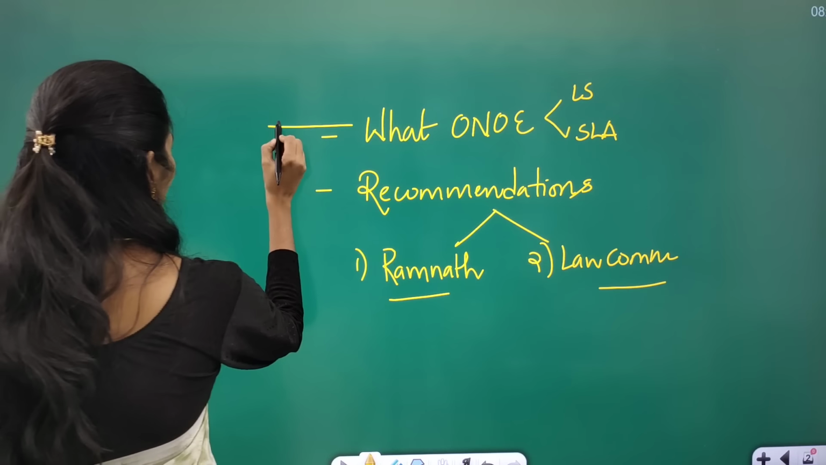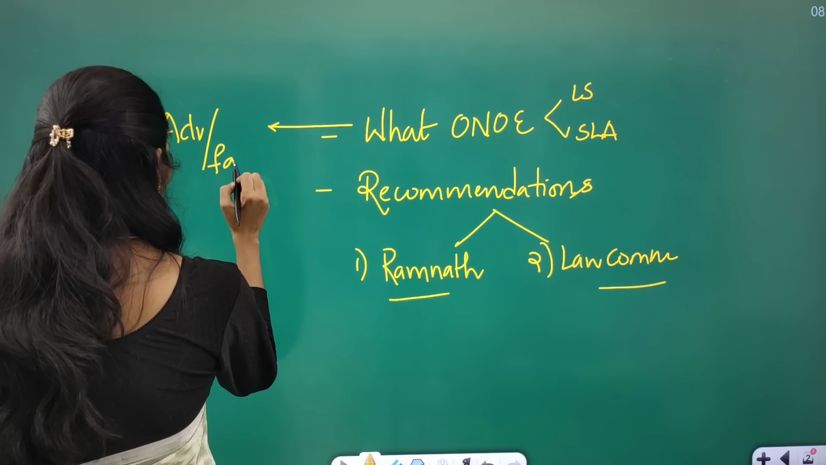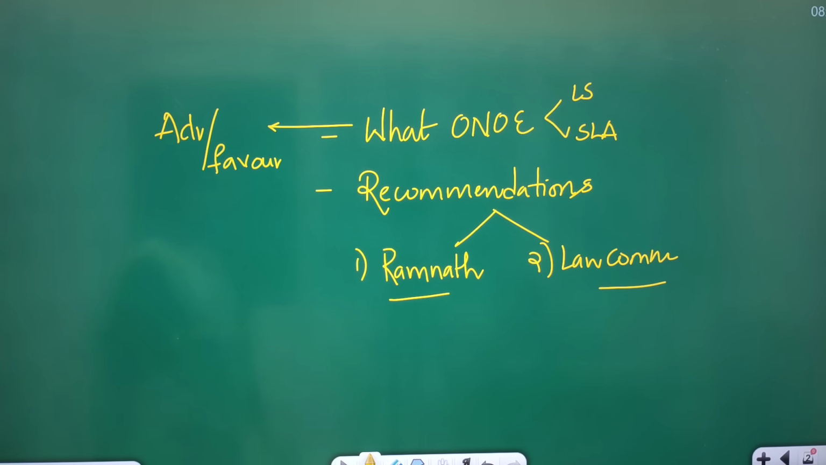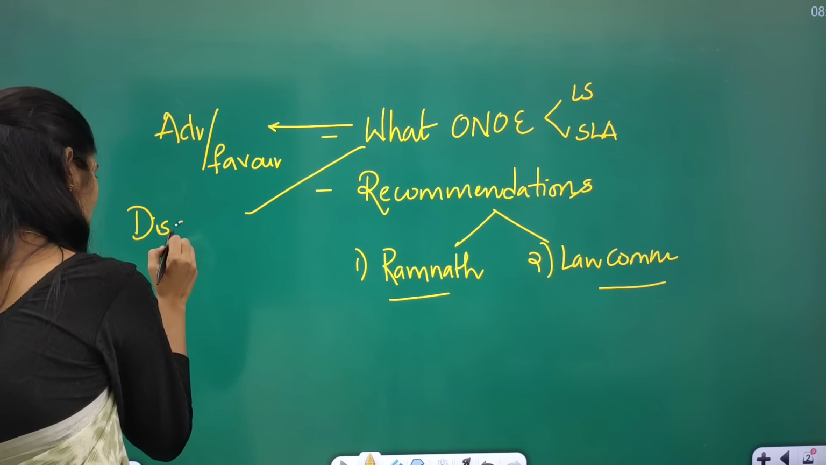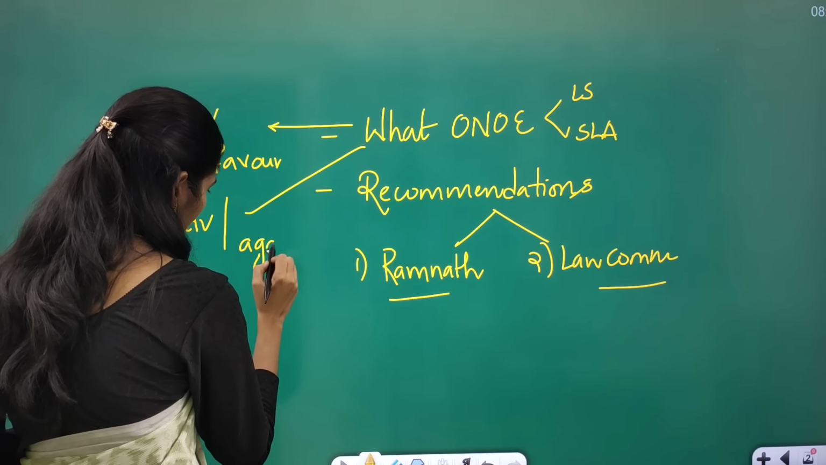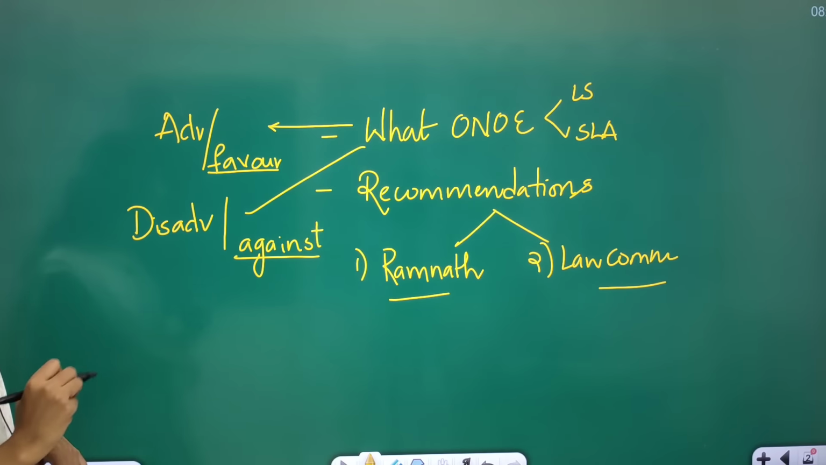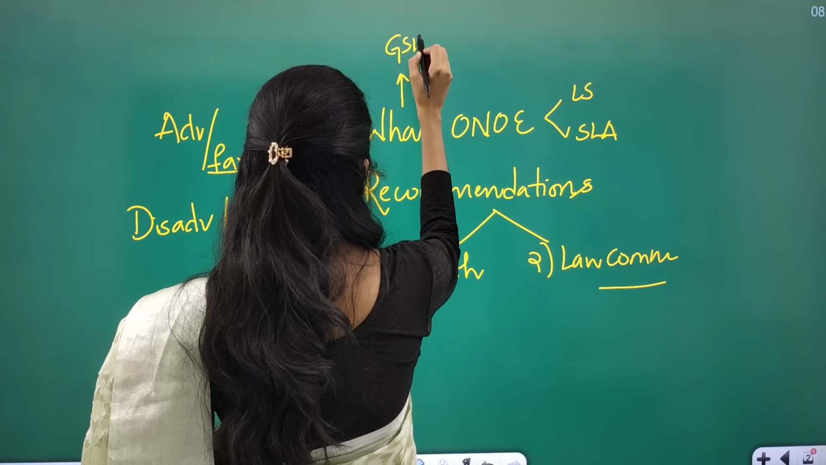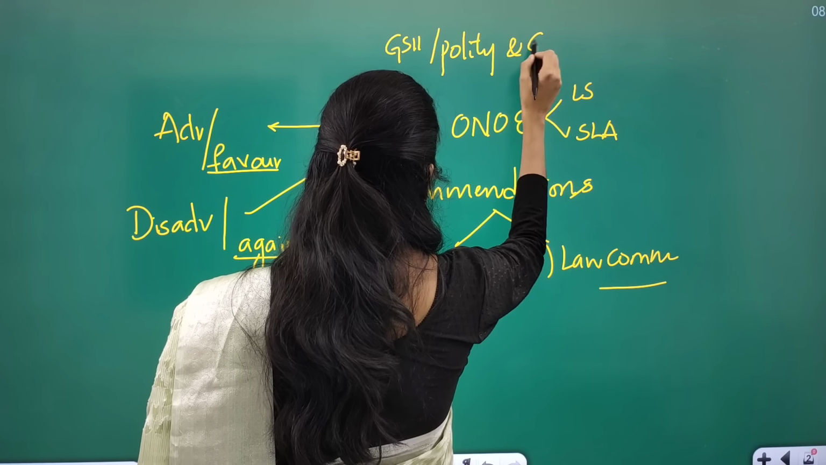And you have to see what the advantages are, or the arguments in favor of one nation, one election. One more dimension is what the disadvantages are, or the arguments against. So one will be in favor and one will be against. This topic is most important from GS Paper 2 under polity, and governance.